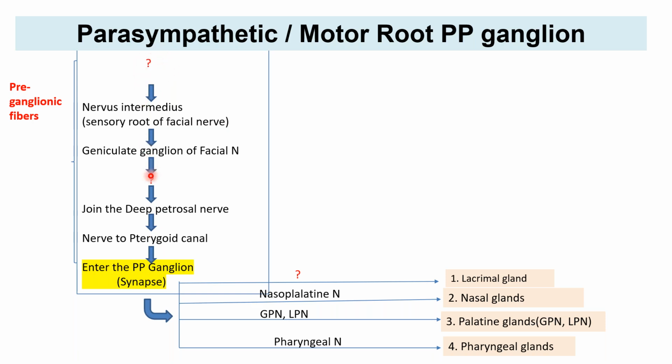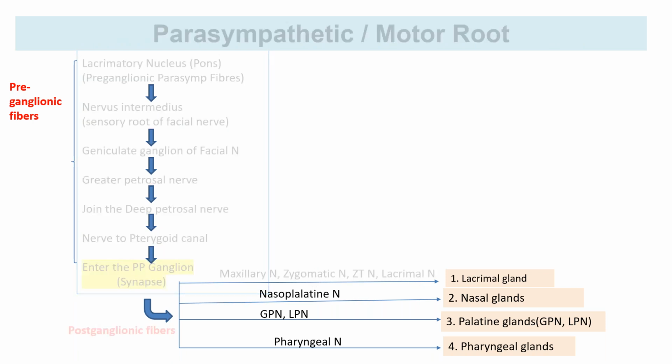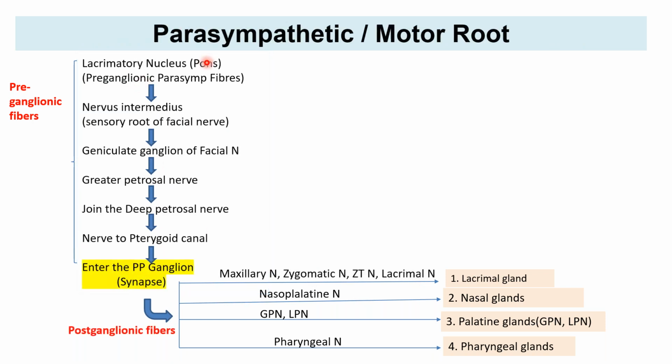So these are the questions. The geniculate ganglion of the facial nerve will be relaying through which nerve, and through which nerve will it reach the lacrimal gland? Think over it and see, this is the answer. It started from the lacrimatory nucleus and joins the greater petrosal nerve, and through the maxillary nerve branch zygomatic nerve, through zygomaticotemporal and lacrimal nerve it reaches the lacrimal gland.